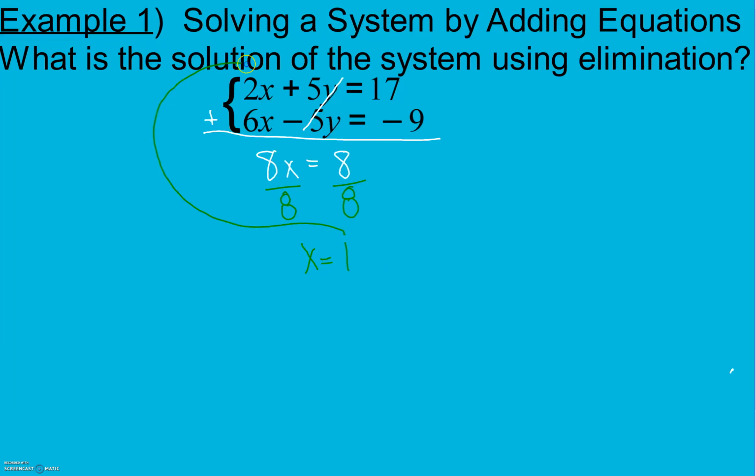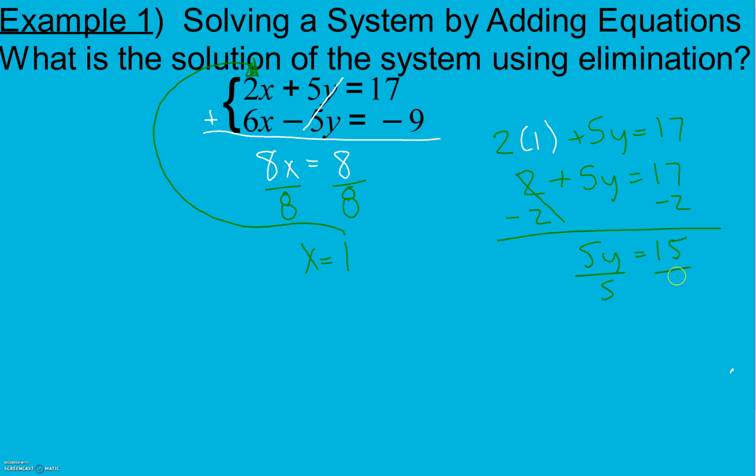So I can take that value and plug it in to one of my equations. Doesn't matter, it just has to have both x and y in it. So 2, we said that x is 1, and the rest of our equation stays exactly the same. I get 2 plus 5y equals 17. Subtract 2 to get our y term by itself, and then divide by 5 to get y completely isolated. And 1, 3 is our ordered pair. Remember, it's always x and then y.